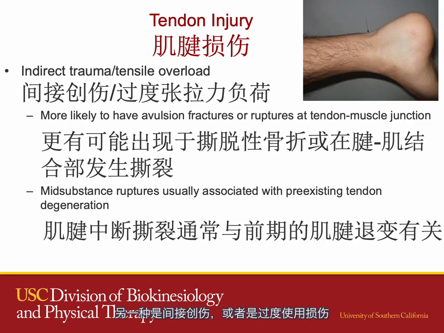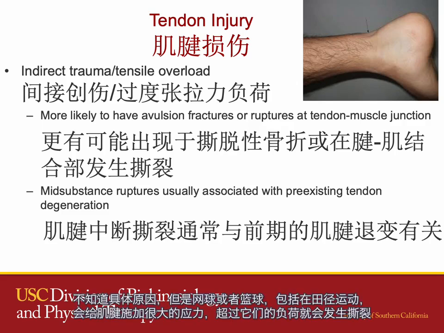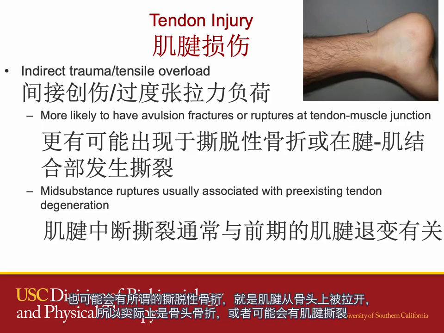And another way would be indirect trauma or overloading. So that overloading injury, again, going back to the Achilles tendon, it usually happens in tennis. I don't know why, but tennis, or we've seen it in basketball. We've seen it with track and field, where they push too hard, they overload, and then you have a rupture. You could have what's called an avulsion fracture as well, which is where it literally pulls away from the bone, so you actually have a fracture of the bone, or you could have a rupture of the tendon.